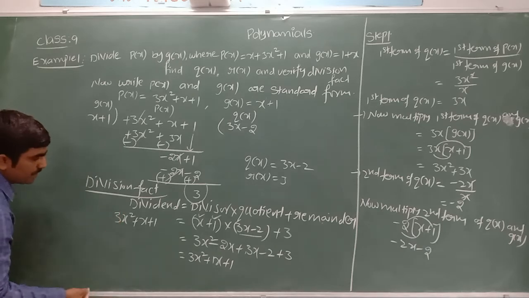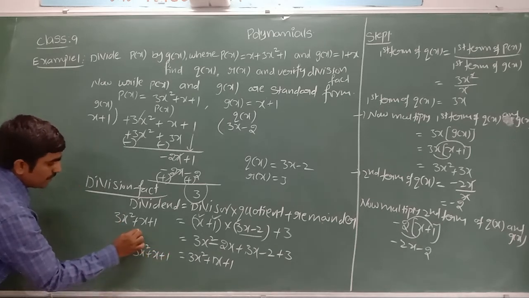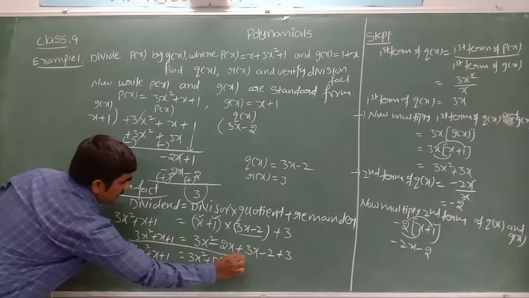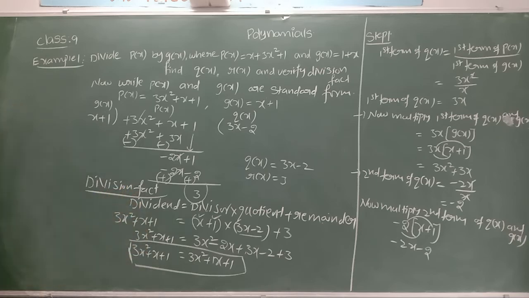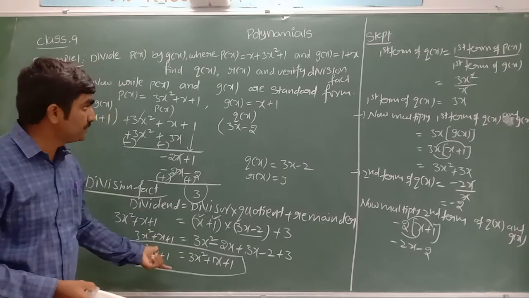So what is our dividend? 3x square plus x plus 1. Yes, 3x square plus x plus 1. Both LHS and RHS are equal. So that is the way to verify the division fact.